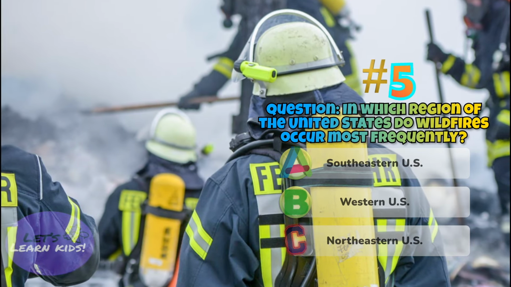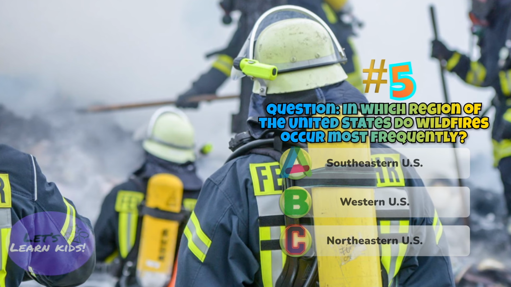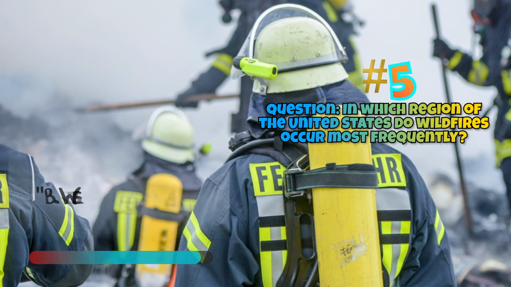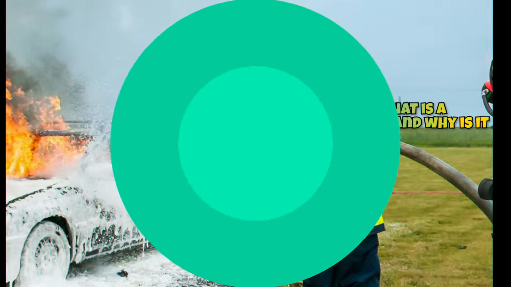5. Question. In which region of the United States do wildfires occur most frequently? A. The southeastern US. B. The western United States. C. The northeastern US. Answer. B. The western United States.